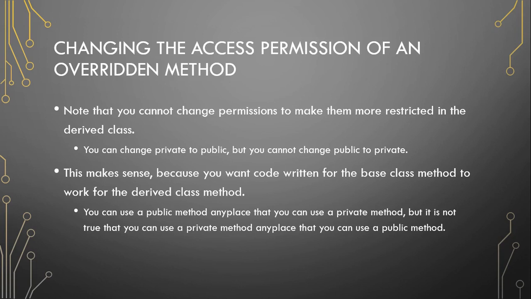All right, and this makes sense because you want code written for the base class method to be able to work for your derived class method. You can use a public method any place you can use a private one, but it is not true that you can use a private method any place you use a public one.